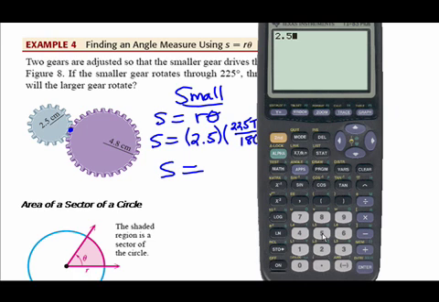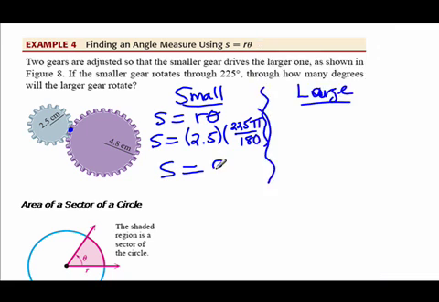So 2.5 times 225 pi over 180. So I get 9.81, let's just make it 9.8175. Any questions there?